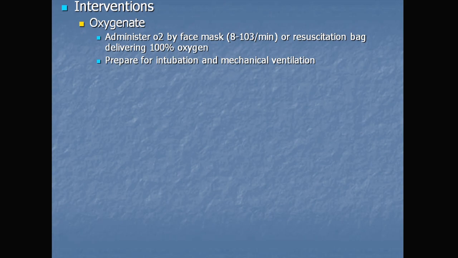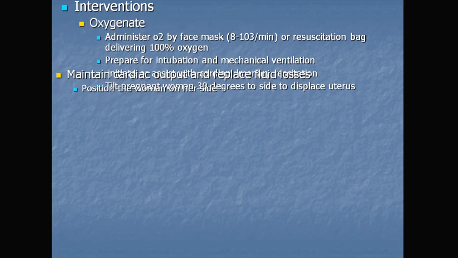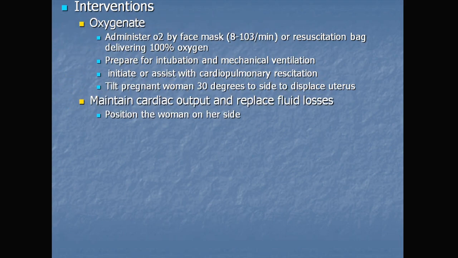Intervention: oxygenate. Administer oxygen by face mask. Use a resuscitation bag delivering 100% oxygen. Prepare for intubation and mechanical ventilation. Initiate or assist with cardiopulmonary resuscitation. Tilt the pregnant woman 30 degrees to her side to displace the uterus. Maintain cardiac output. Replace the fluid losses.